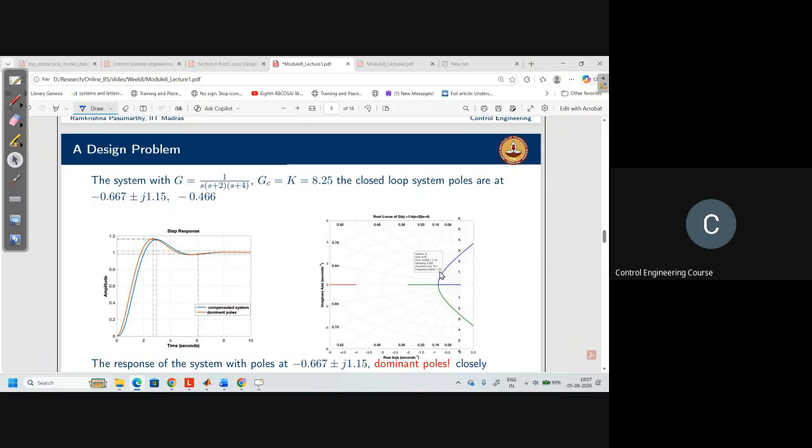So this is the point matching your desired pole location, that is s_d, which you have calculated. The corresponding K at this point is 8.25. So the controller itself is a simple proportional controller with a gain K. You can see the system response here, and you can compare the steady state.